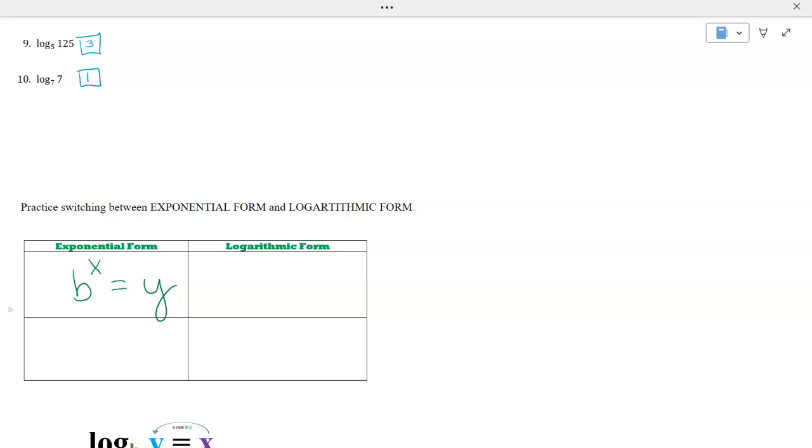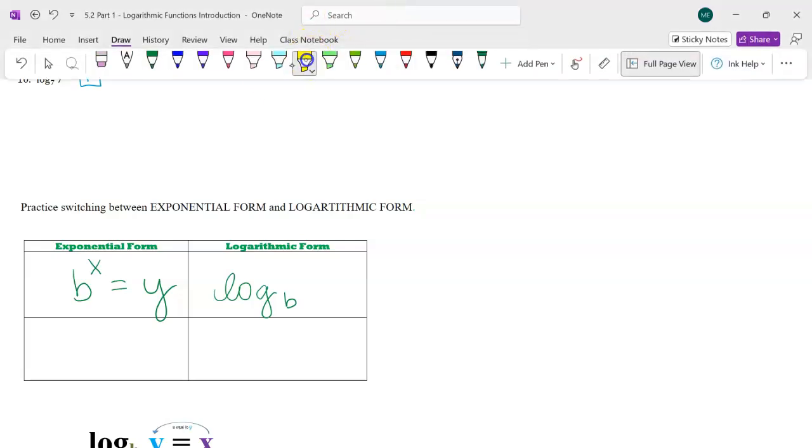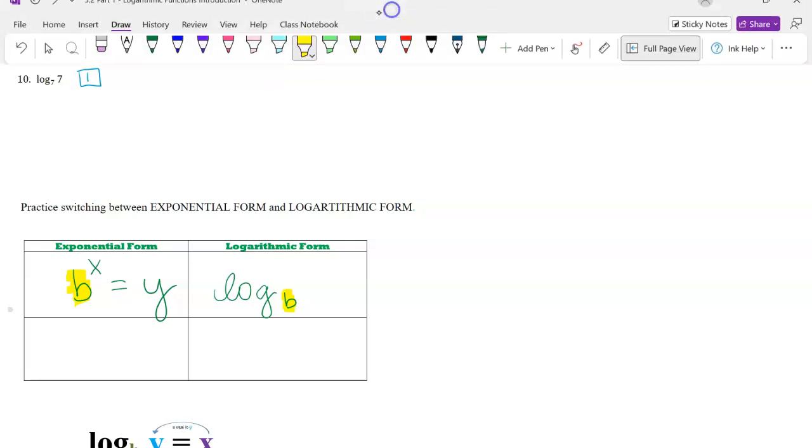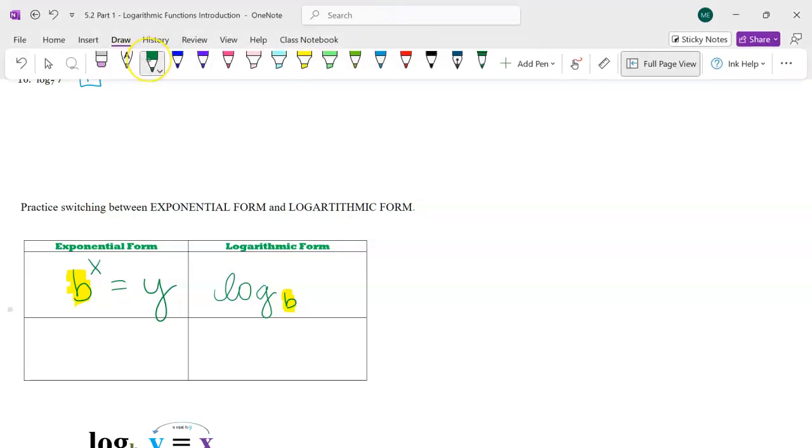And I want to talk about how we can take this log form and turn it into a logarithm. Now, hopefully everybody understands that b here is the base of our exponent. And I'm just going to write log right here. The base of our exponent is going to become the base of our log. And I'm going to highlight these in the same color. In this case, I'm going to highlight them both in yellow. So the base of our exponent becomes the base for our log.